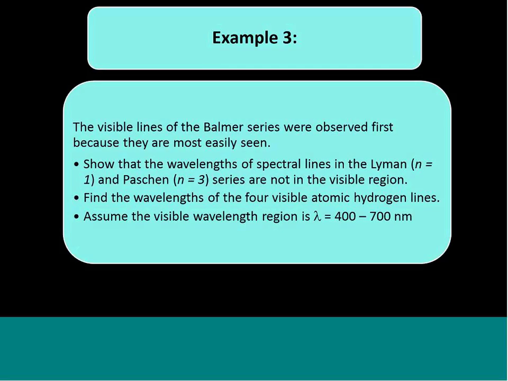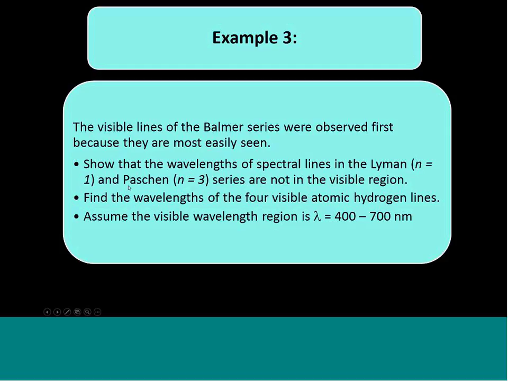Option untuk kita kirakan punya contoh. Dan ni says the visible lines of the Balmer series were found first because they are most easily seen. Okay. So ini cakap show that the wavelengths of the lines in the Lyman and Paschen series are not visible. Balmer ni adalah n equal to 2. So kena buat calculation.